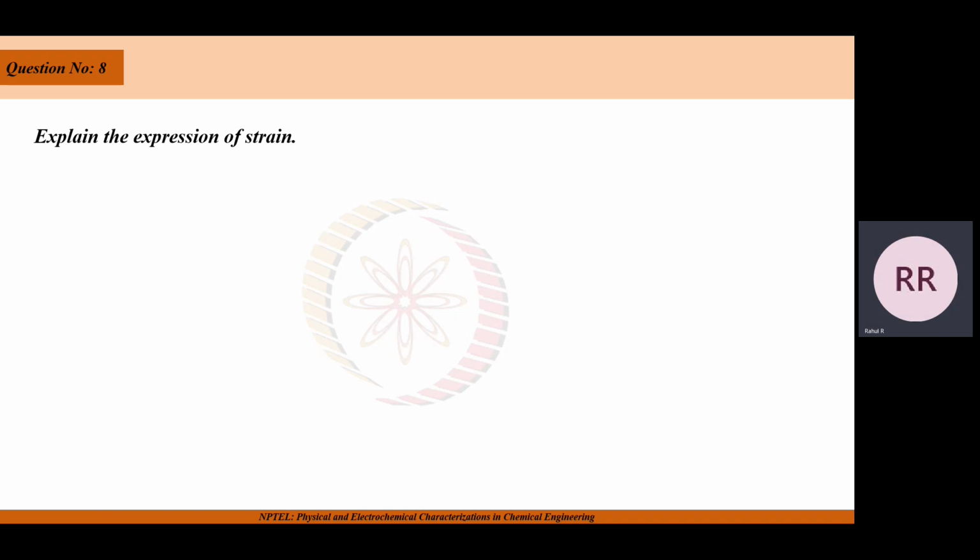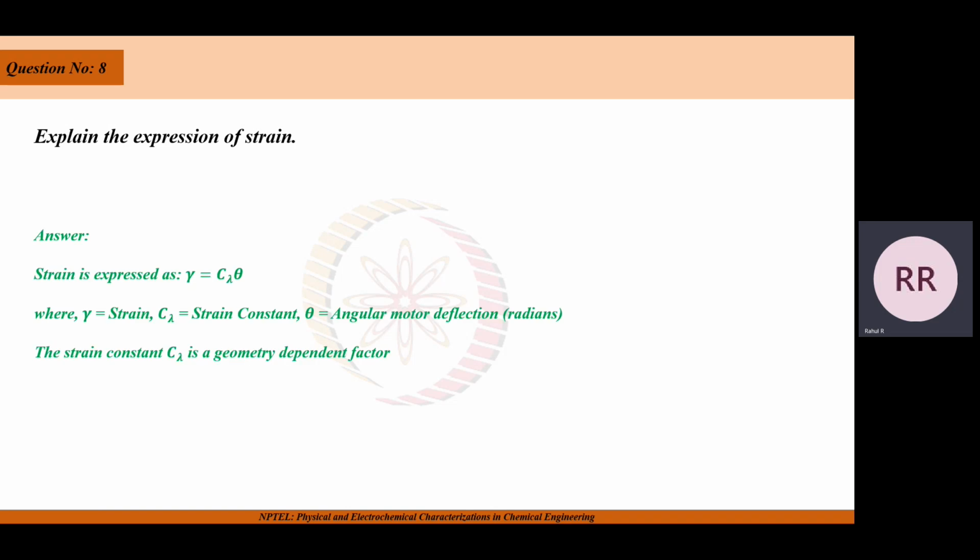I think you had enough time to think of the answer for yourself. Now let me discuss the answer. The strain is generally expressed as gamma equal to C lambda times theta. Here gamma is the strain, C lambda is a strain constant, and theta is the angular motor differential. The unit of theta is radians. C lambda is a strain constant and is geometry dependent, so it depends on the geometry of the material that you measure. So the answer: gamma is equal to C lambda theta.